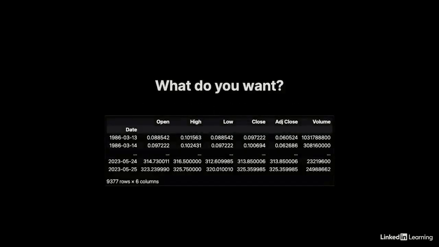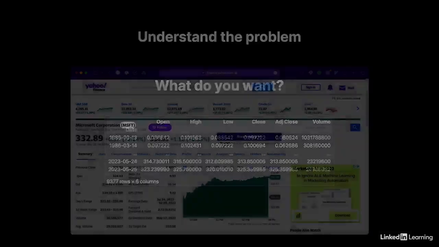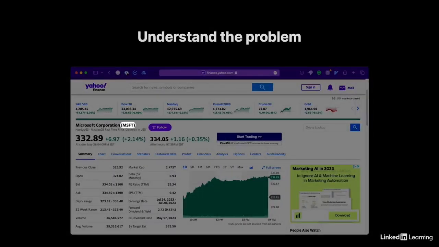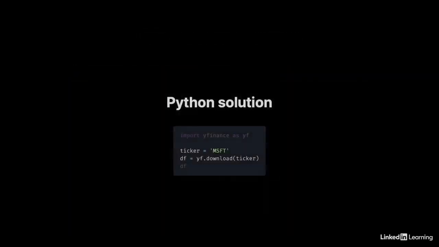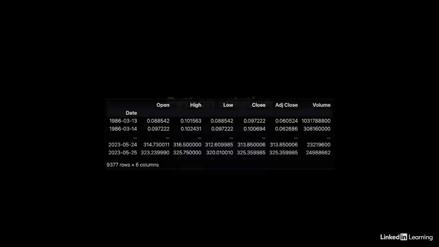For example, if we want a table where every row represents one day and the columns the prices for a particular stock, we go to Yahoo Finance and identify the ticker for the company. In this case, Microsoft Corporation, the ticker MSFT. We put it into the Python code and we download it with the library yfinance to finally get this data frame. The same mental model would apply for any ticker that you want to download in the stock market.